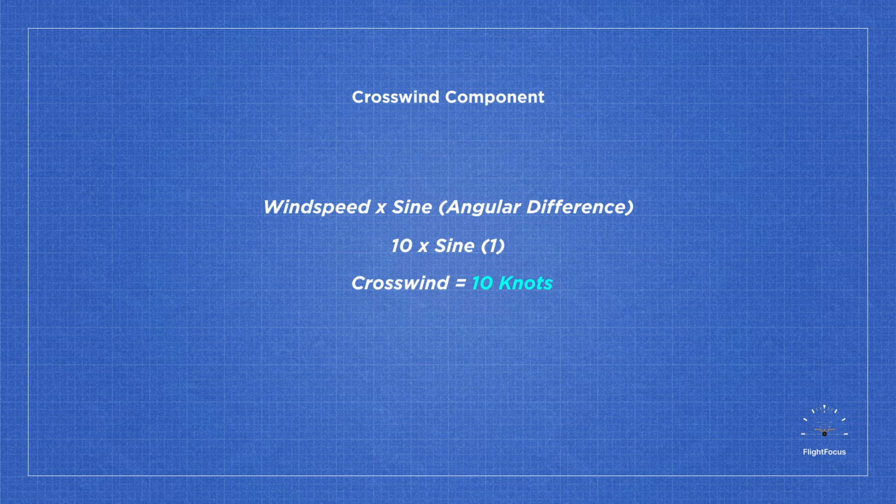knots. Now for the crosswind component, we multiply the wind speed by the sine of the angular difference, which is 10 times sine 90, or 1, resulting in 10 knots. So we have a crosswind of 10 knots.